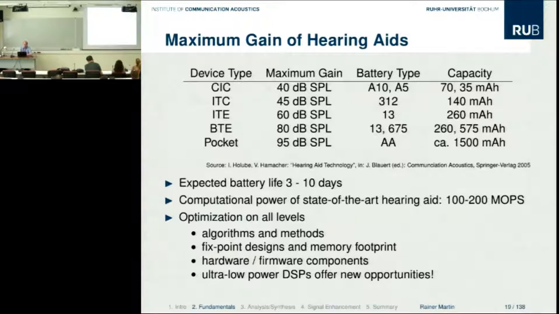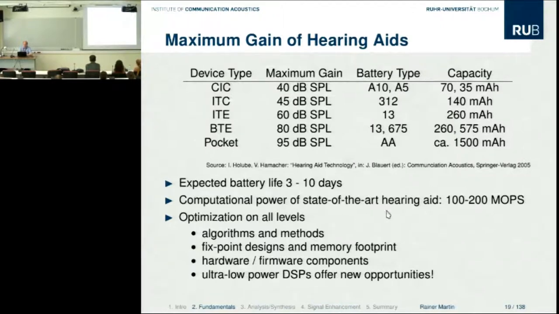Again, here's some information about the maximum gain that can be achieved with these devices, and battery type and the capacity, just some technical data. Again, the expected battery life is 3 to 10 days. Otherwise, users will not really like it. And also, it becomes expensive for them to operate it if you have to change batteries often.